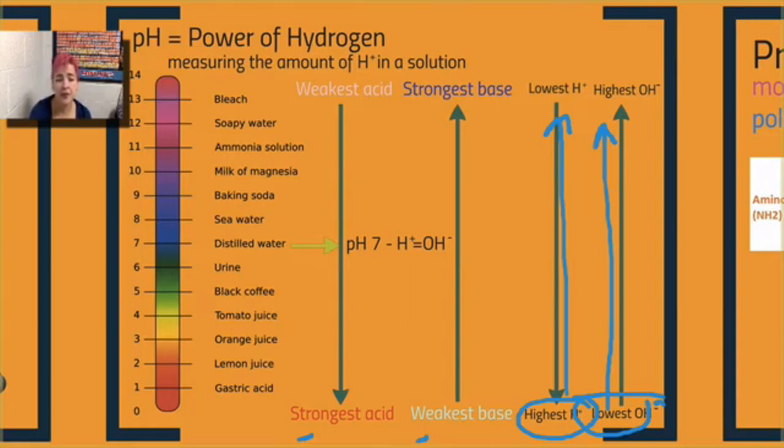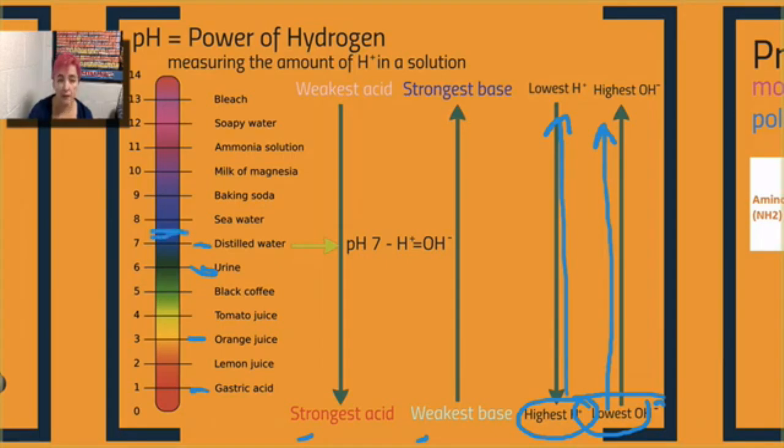To give examples, gastric acid, that is your stomach acid, is at a pH of 1. Orange juice is about a pH of 3. Urine is at a pH of 6. Distilled water, and distilled water is just H's and O's. It's not what comes out of the water faucet. You can buy distilled water at the store. It has a pH of 7.